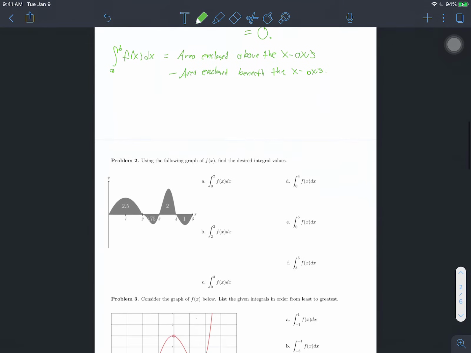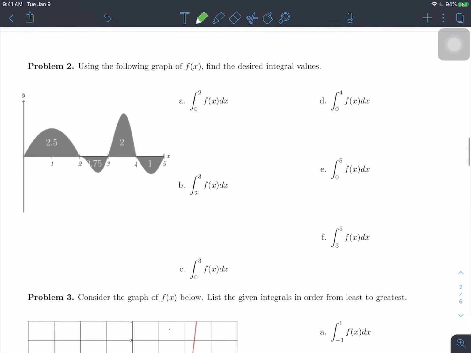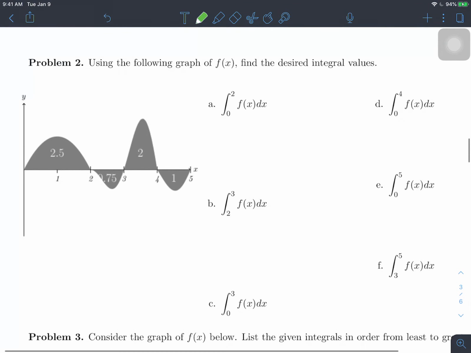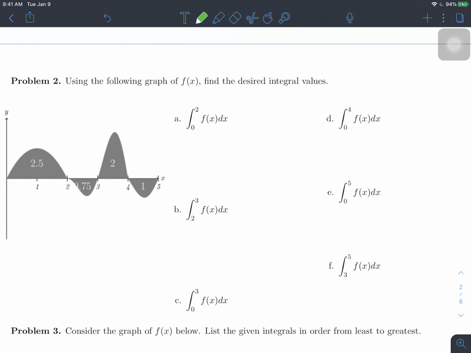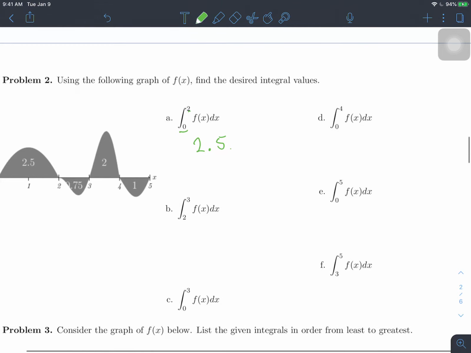Okay, so let's have some practice with problem number 2. They tell us the area of each of these regions, and we're supposed to find the value of each of these integrals. So this should help us get some practice here. So the first one, integral from 0 to 2. We're just going to take the area from 0 to 2, and that's it. It looks like on our graph that's corresponding to 2.5. So I'm just going to write 2.5. Okay, so that's that first integral.